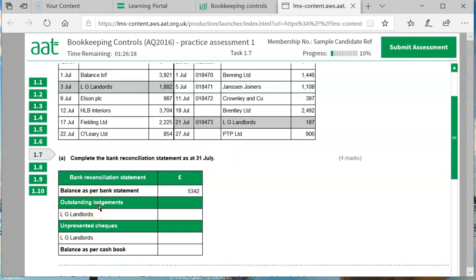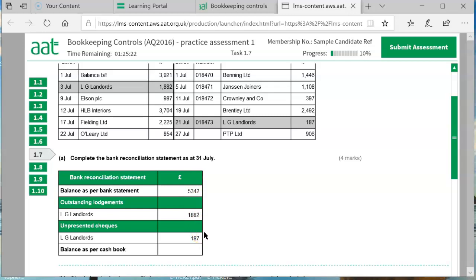Then outstanding lodgements are the money which you have received but not cleared by the bank. And as you know, money received is on the debit side. So outstanding lodgement over here, that's the reason they gave you the same names, to confuse you, to see if you know which is an outstanding lodgement and which is an unpresented cheque. Outstanding lodgements is the money received, so it will be on the debit side, whereas unpresented cheques is the money paid, so it will be on the credit side. So outstanding lodgements is the value on the debit side, which is 1,882. And unpresented cheques is the money which you paid but not taken by the supplier, which is on the credit side, which is 187. Then using this you calculate the balance as per cash book, which is the bank statement plus the outstanding lodgements minus the unpresented cheques.